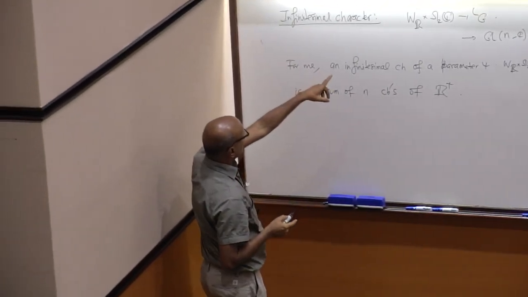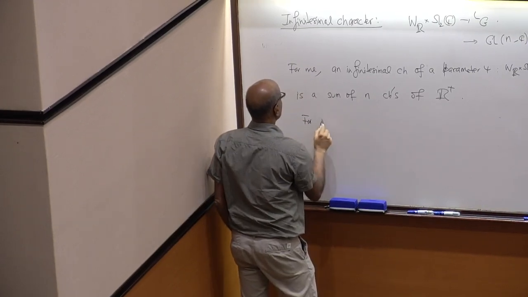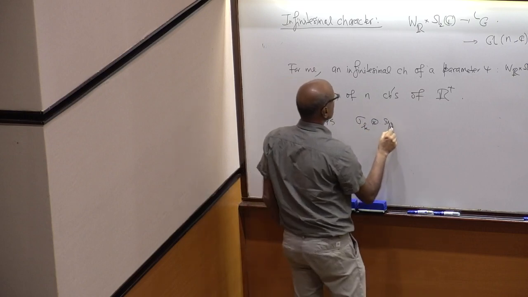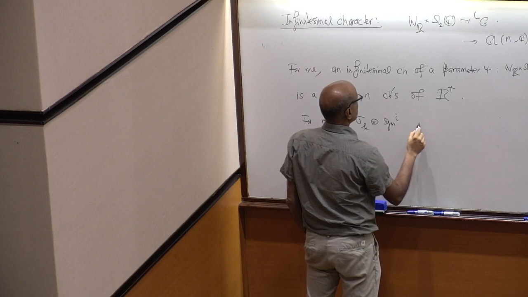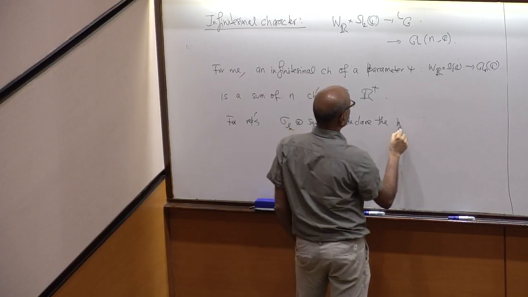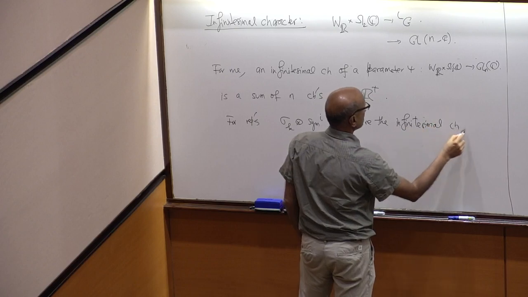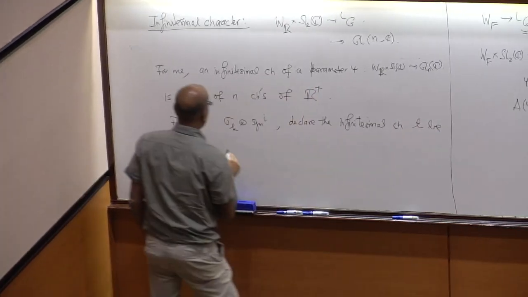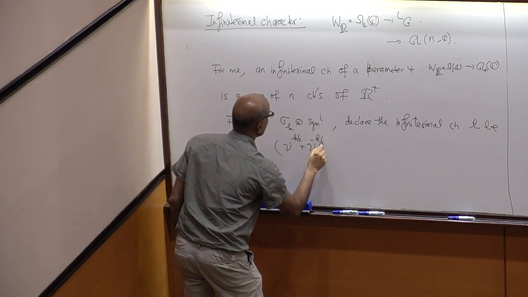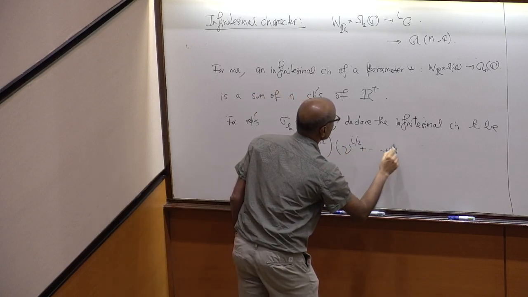And I will then translate that information for representations sigma k tensor sim i. I declare the infinitesimal character to be nu to the power k by 2 plus nu to the power minus k by 2, times nu to the power i by 2 plus.